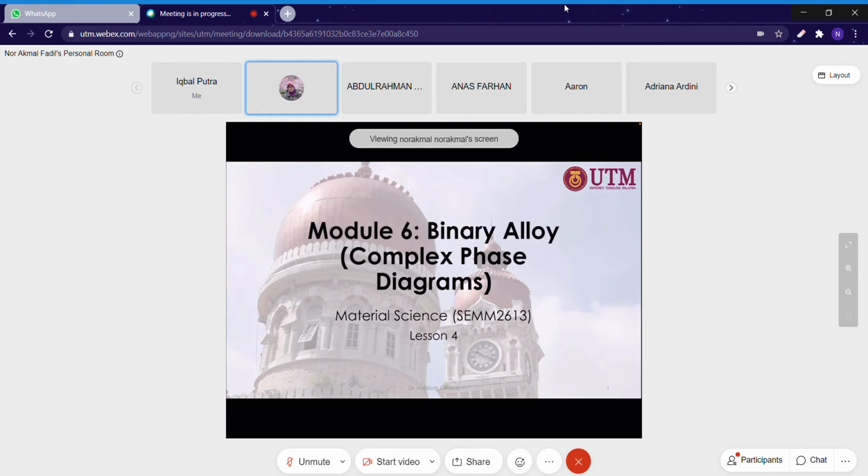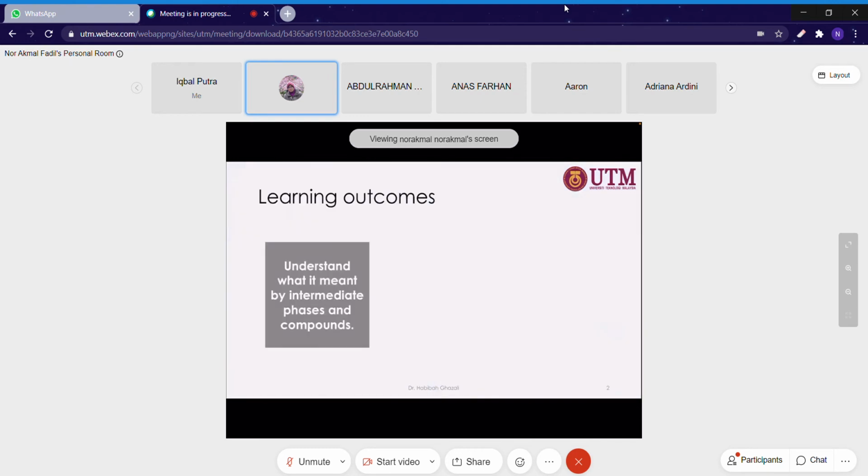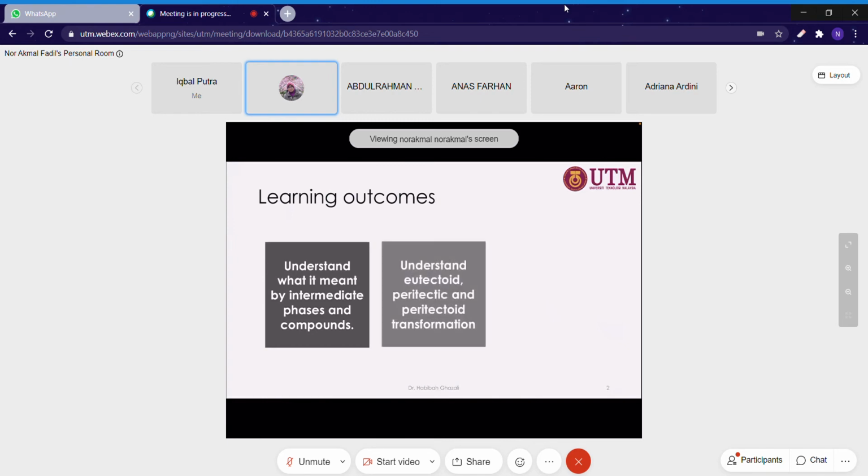Binary alloy complex phase diagram. In this complex phase diagram, you need to understand what is meant by intermediate phases and compounds. Understand the other isothermal reactions, which are eutectoid, peritectic, and peritectoid transformation.